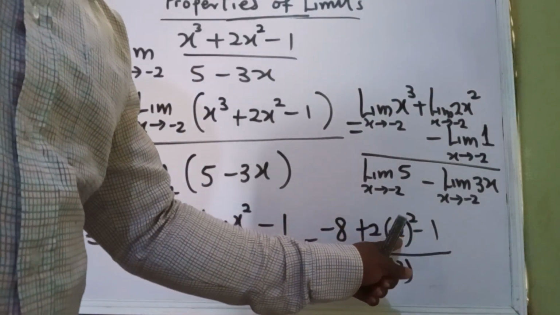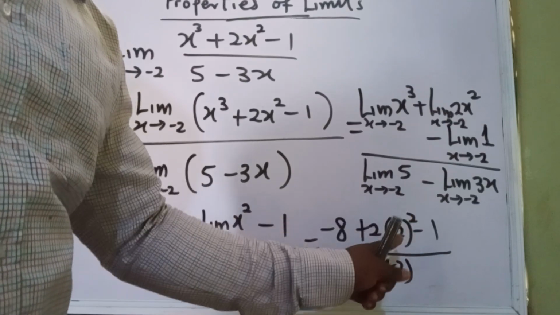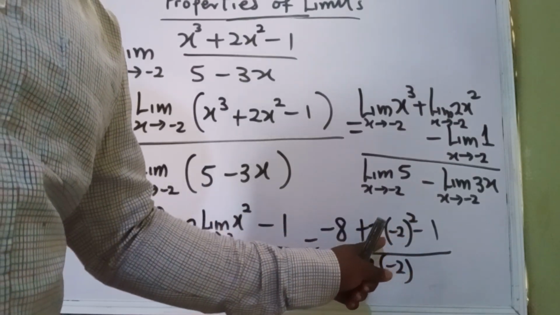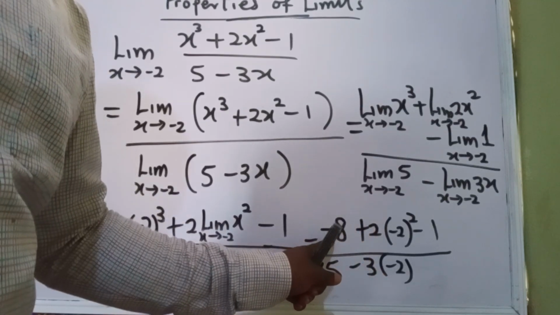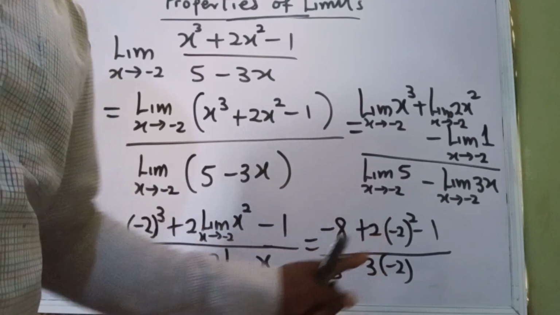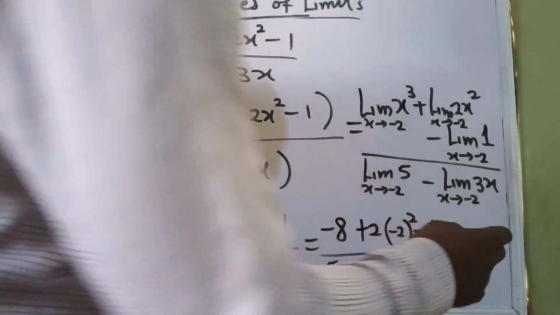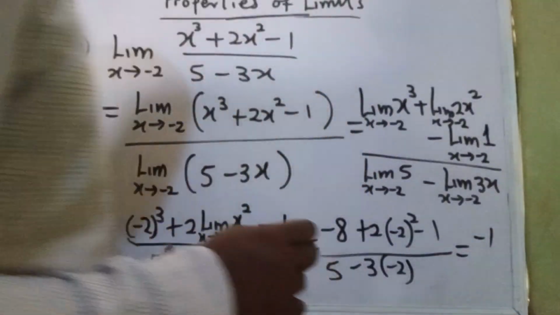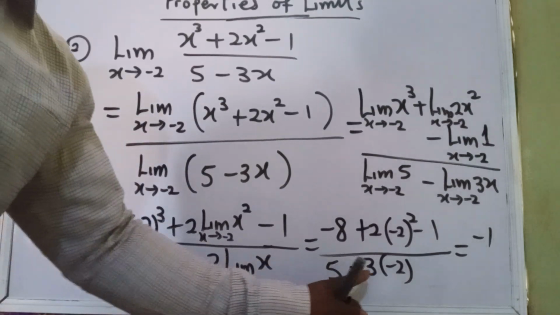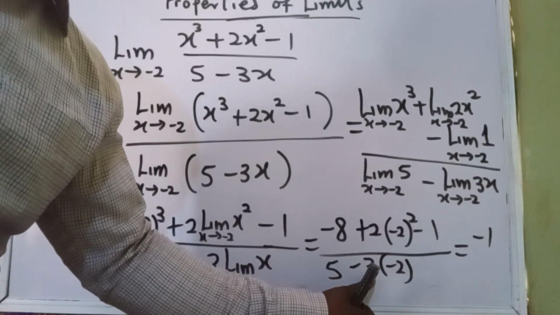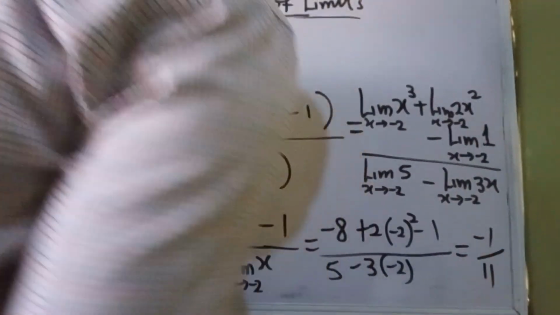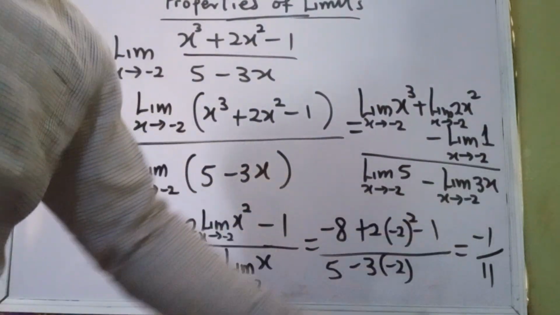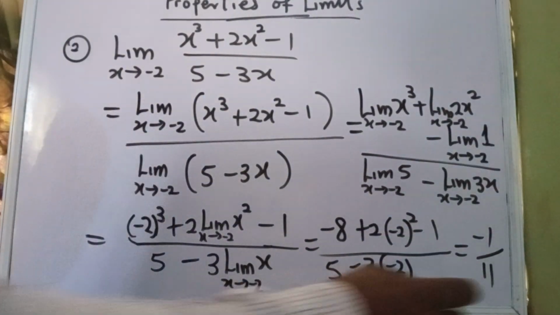When we compute this, negative 2 raised to power 2 will be 4, 4 times 2, which is 8. So here this will be negative 8 plus positive 8, that will be 0. So negative 1 is the remaining item there. In the denominator here we have negative negative, and that will be positive 3 times 2, that will be 6. So if you add everything together, that will be 11. So the denominator here is 11, and the limit of this function is negative 1 over 11. Okay, so that's the limit of this.